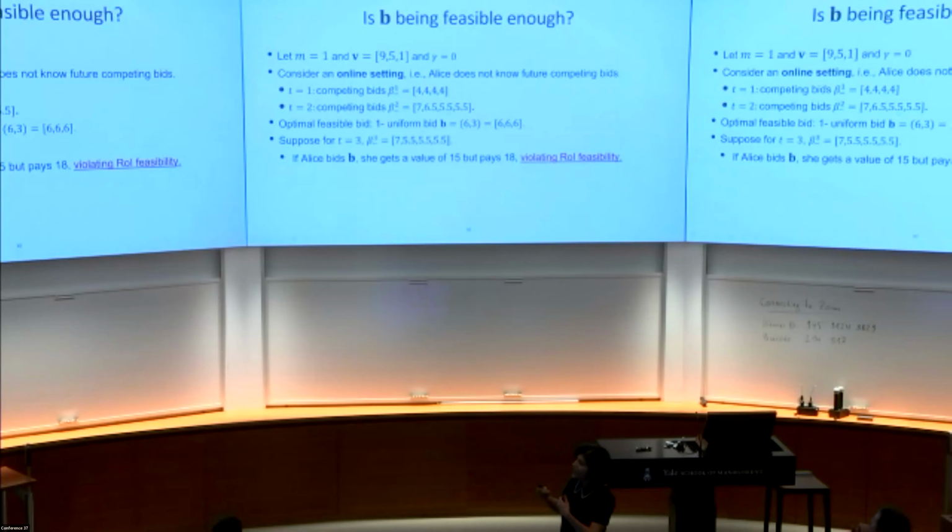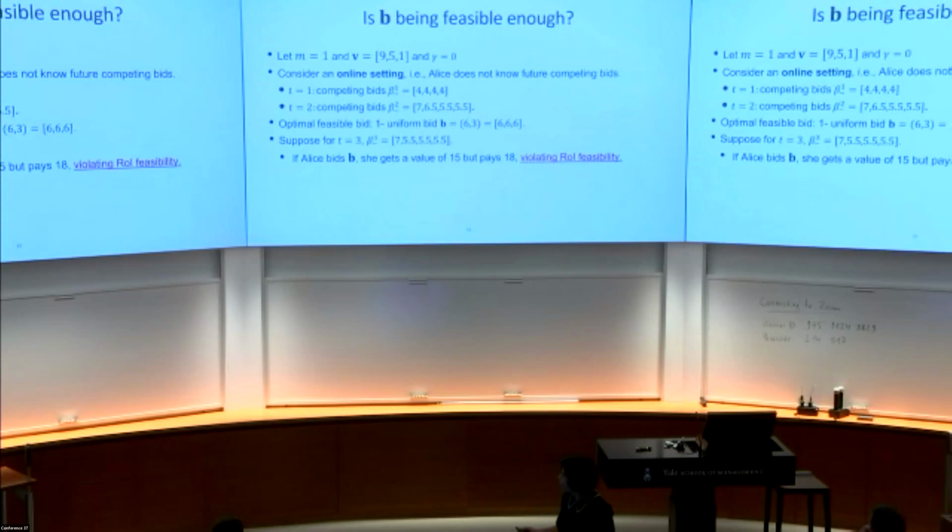Now, let's say in the next round, Bob ended up submitting this bid vector: 3, 7, 5.5, 5.5, 5. But Alice uses the optimal bid that she calculated in the previous two rounds. So then you can see that with that bid, Alice is going to get $15 as her value, but she ends up paying $18, meaning that her ROI is violated.